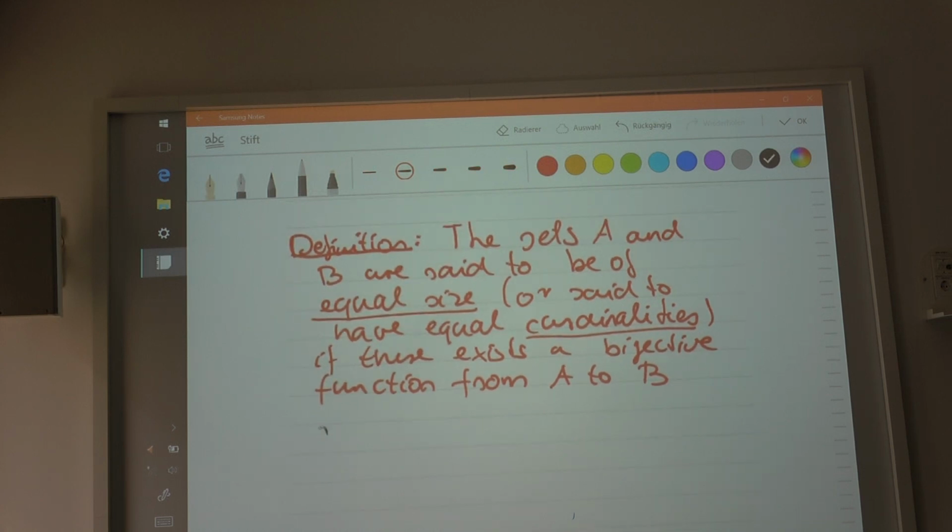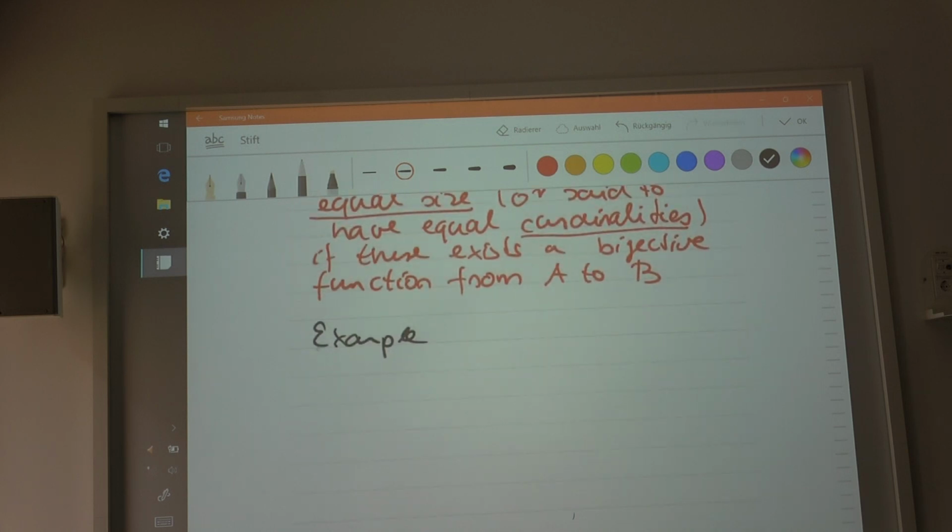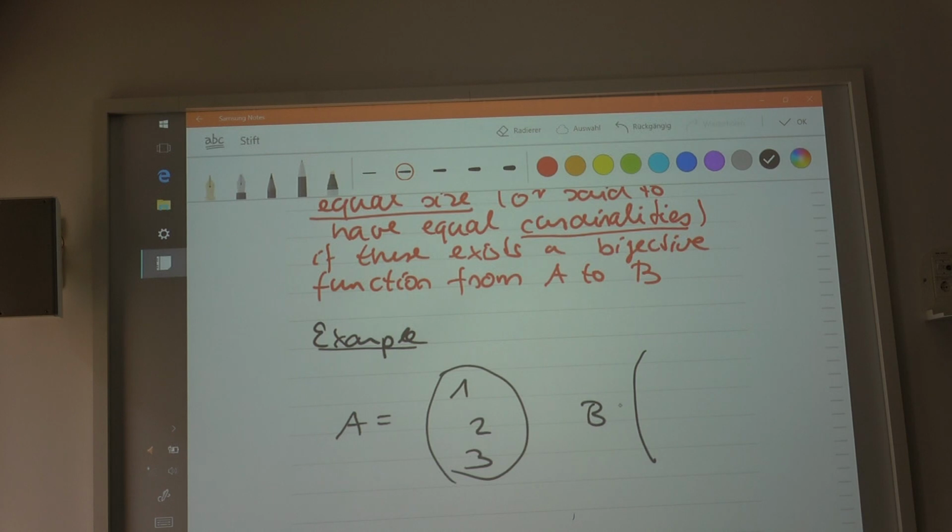Suppose you have two sets. Let's say you have set A, and in set A there are the numbers 1, 2, and 3. And this is set B here. There are 3 different letters, let's say a, b, and c.